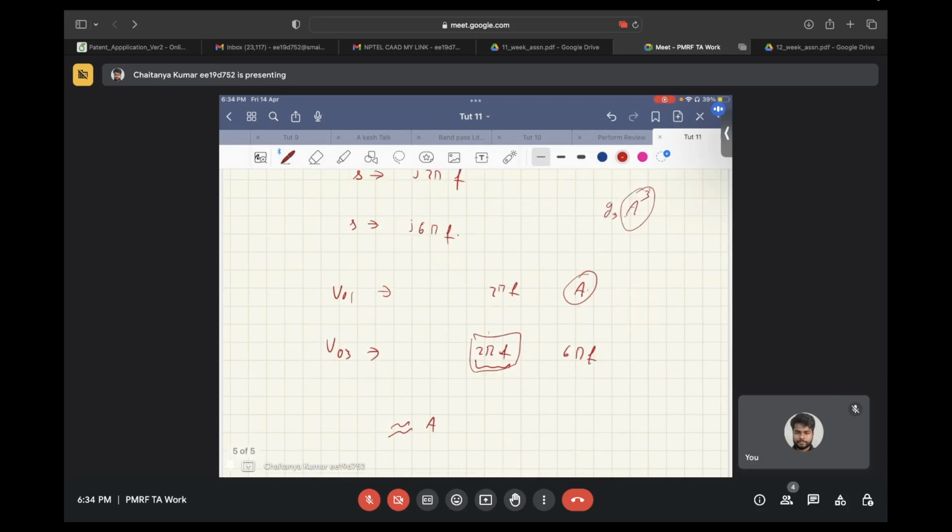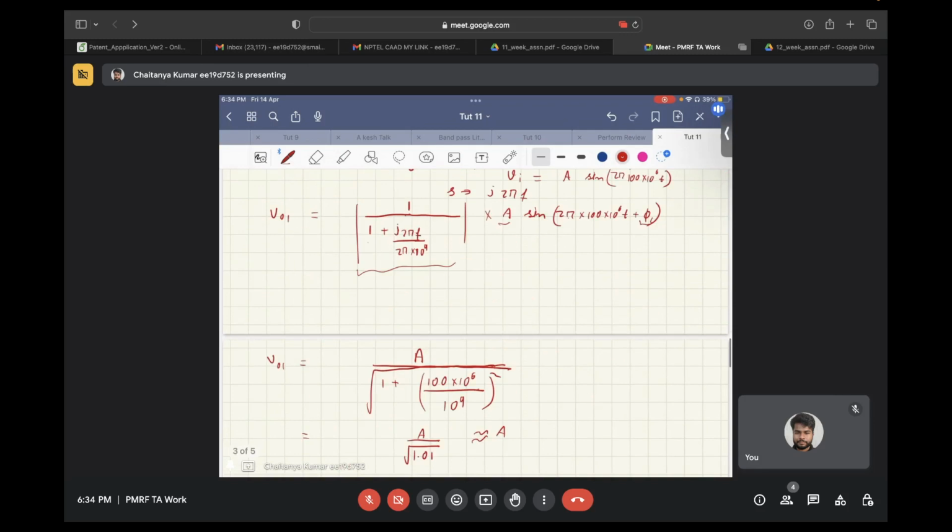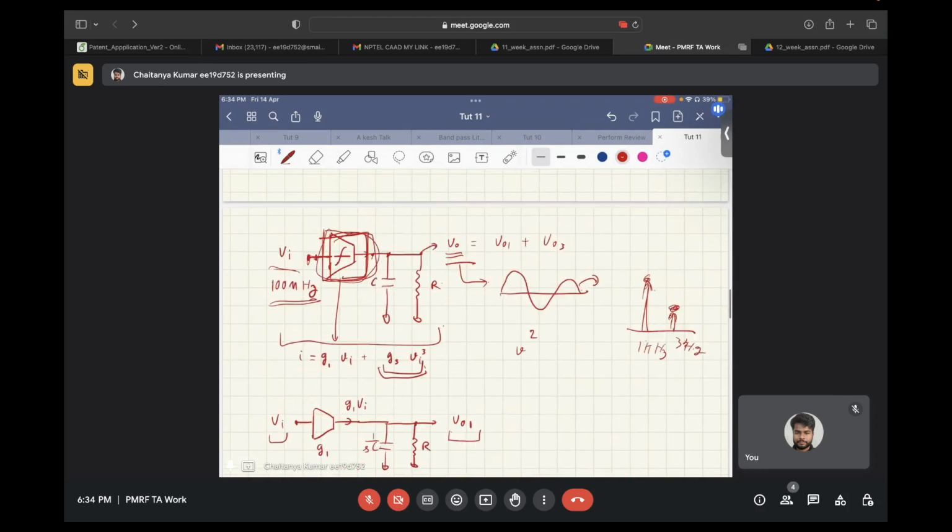So what you need to do from LTspice is verify whether the calculated amplitudes that you have for these tones are equal to the simulated ones or not.